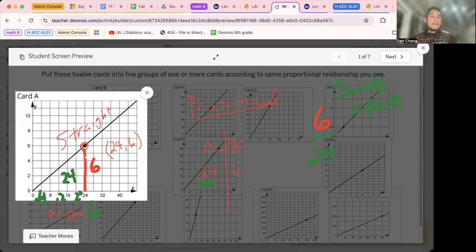Because this line has a slope of 6 over 24, which is the same as 1/4 if you simplify it, which is 0.25. So keep that in mind. Card A has a slope of 0.25.